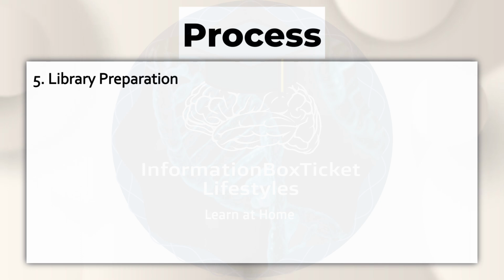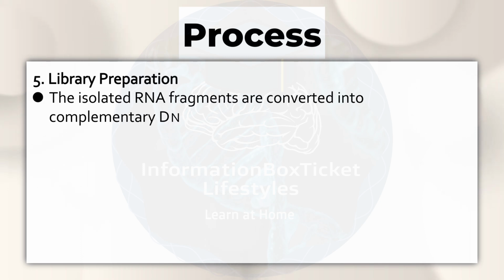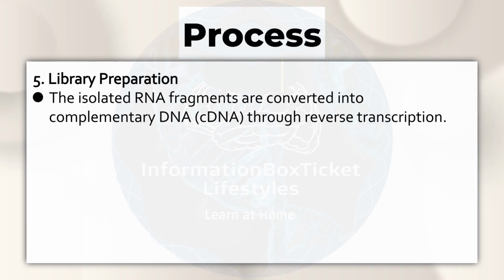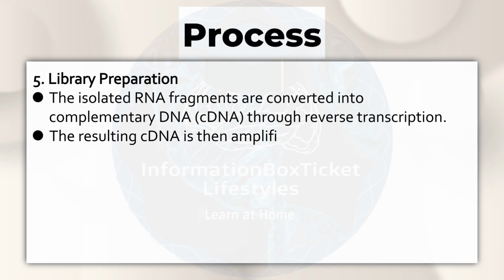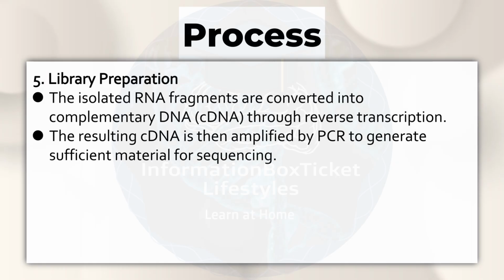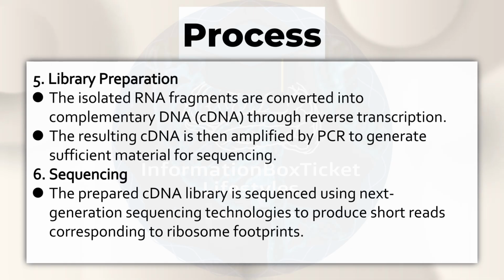Number 5. Library preparation. The isolated RNA fragments are converted into complementary DNA through reverse transcription. The resulting complementary DNA is then amplified by PCR to generate sufficient material for sequencing. Number 6. Sequencing. The prepared complementary DNA library is sequenced using next-generation sequencing technologies to produce short reads corresponding to ribosome footprints.